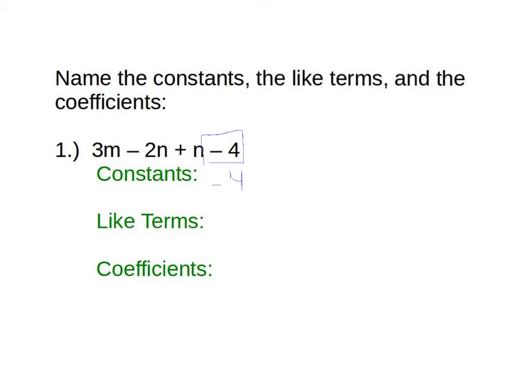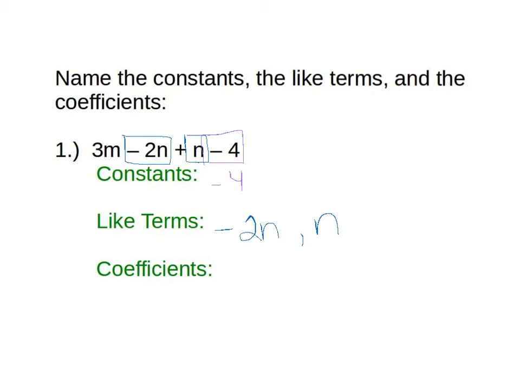Now let's look for our like terms. Our expression has a term negative 2n and another term positive n. These terms both have the same variable, so they are like terms. Our like terms are negative 2n and n.